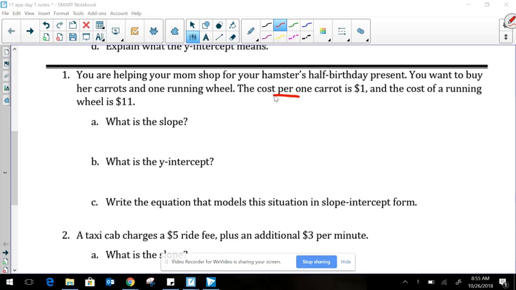Okay, so what is the slope? The slope is the number that's with that per, for every, for each, those types of words. So the cost per carrot is $1. So my slope is 1.